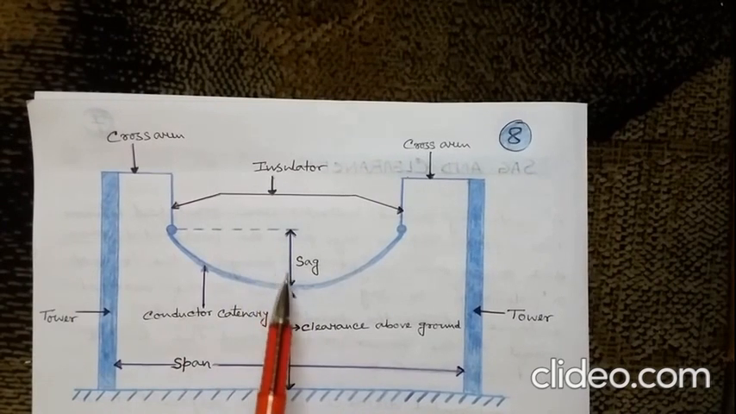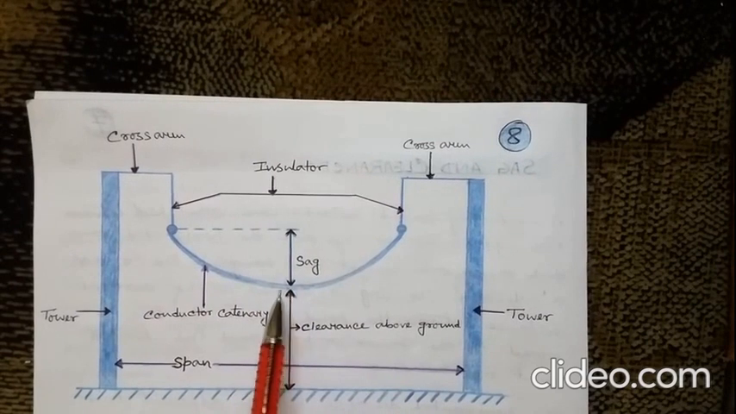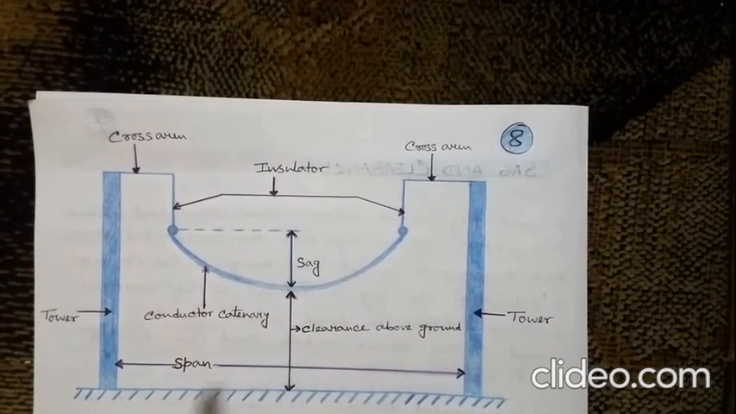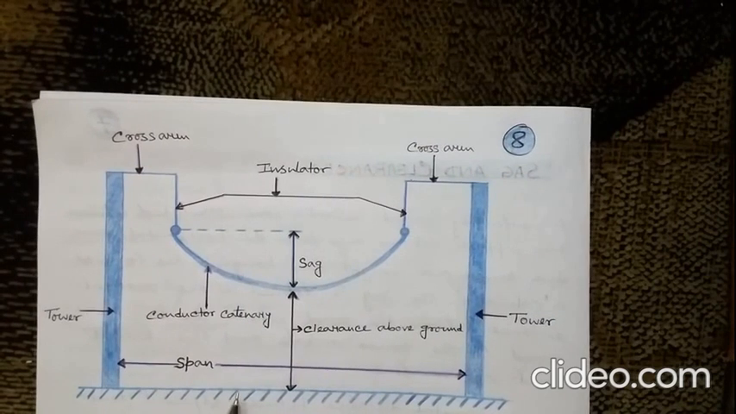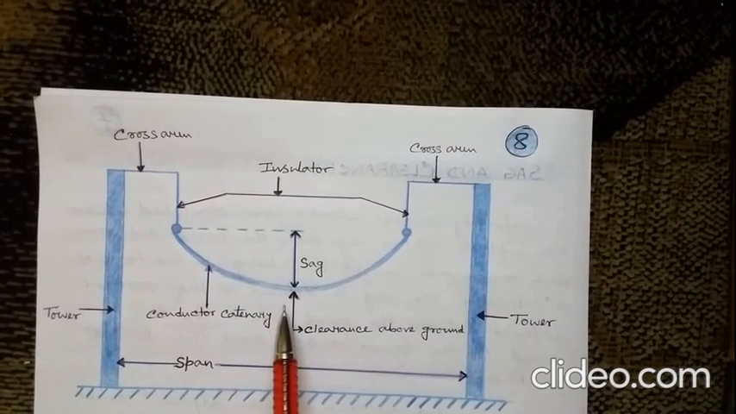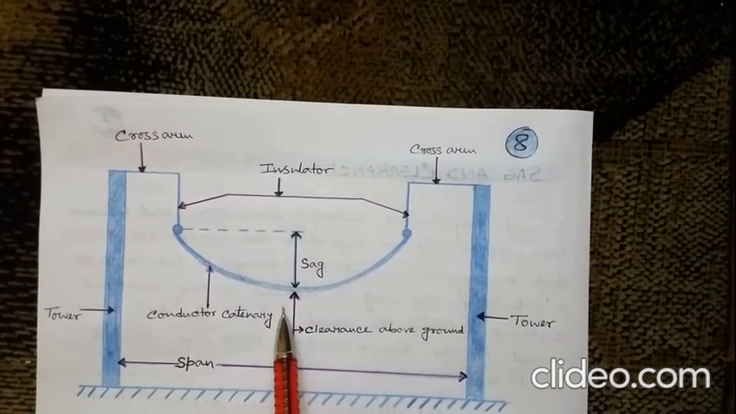Then what is a sag? Sag is defined as the vertical distance between the point where the line is joined to the tower or pole and the lowest point on the line. Now come to the span. The horizontal distance between the adjacent towers is called span, and the vertical distance between the ground and the lowest point on the line is called clearance from ground.